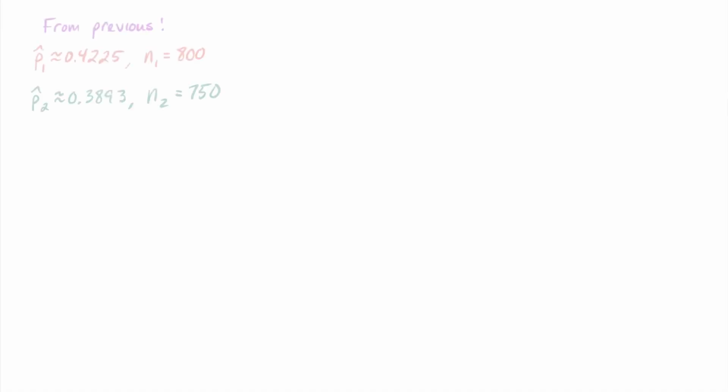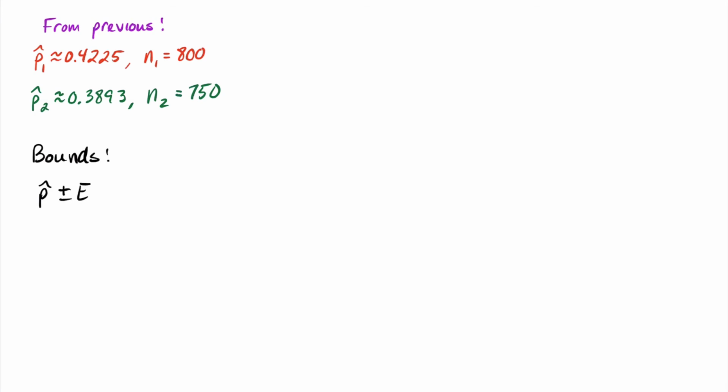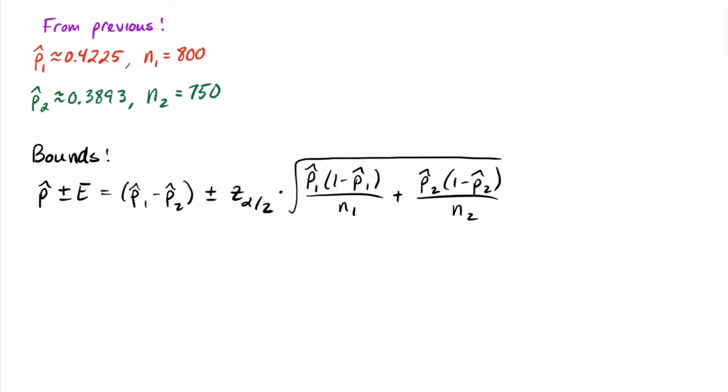First, starting out with what we found previously, we had a p hat 1 from our hypothesis test that we found as 0.4225. And repeated in our problem, our sample size for sample 1, the urban households, is N1 equal to 800. We previously found p hat 2 to be 0.3893, and our sample size N2 is 750. Now remember the bounds of our confidence interval would be p hat plus or minus our margin of error E, and of course that means we need our beautiful formula in order to construct our lower and upper bounds.